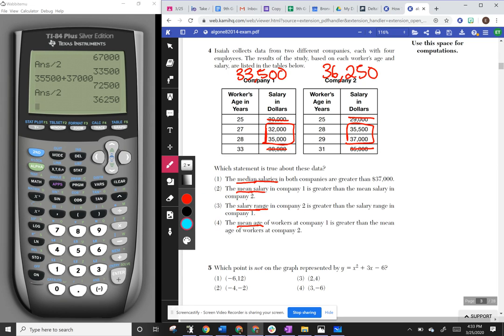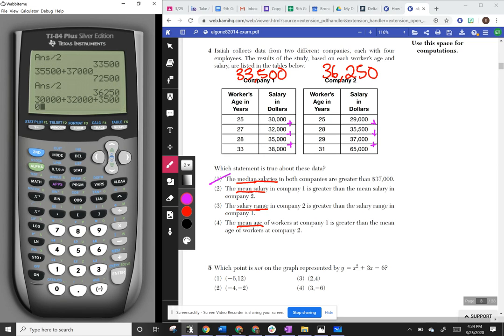No, in fact, neither are greater, right? So 1 is not the answer. All right, let's check 2. So the mean salary. And if you recall, the mean is when we actually add all these up and you divide by the number of data points. So we get 30,000 plus 32,000 plus 35,000 plus 38,000. And there were 4 data points, so we divide by 4.